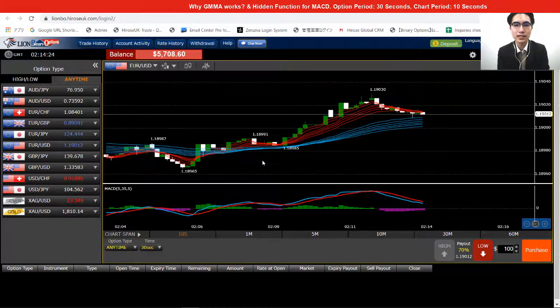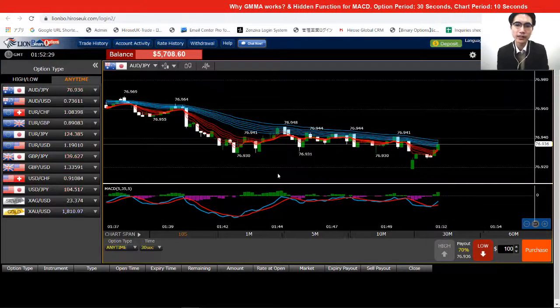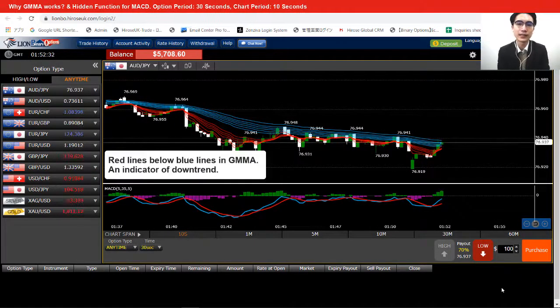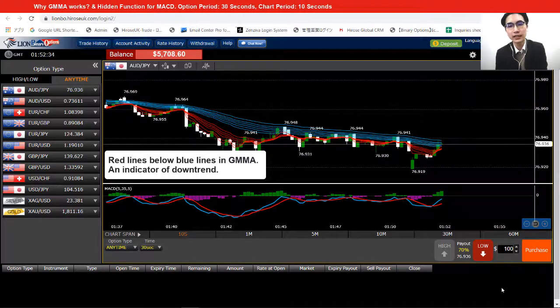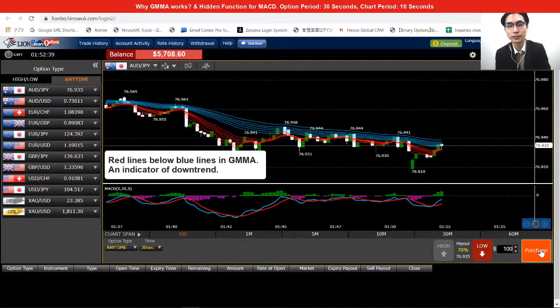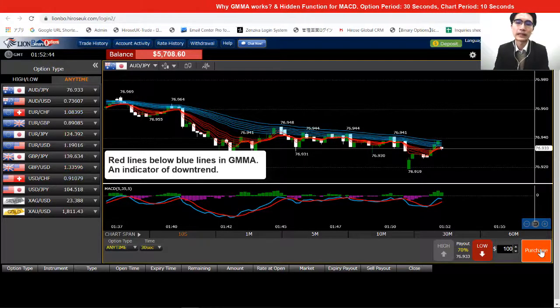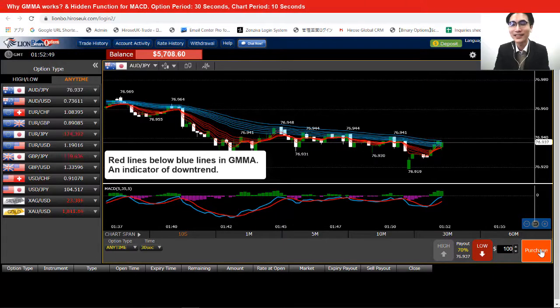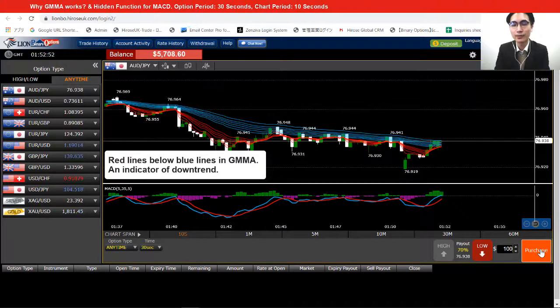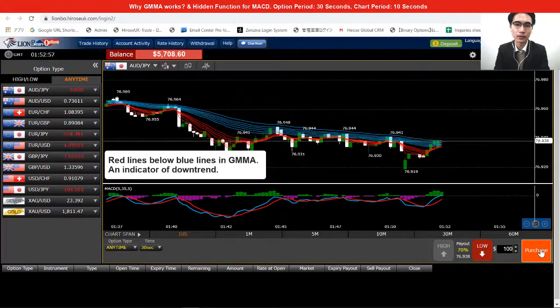Let me browse the currencies here. We are looking at one here, a perfect example. Just take a look at the GMMA first. The red lines are below the blue lines, so normally I can say the market is in a downtrend, because the red lines are under the blue lines and the candlesticks are heading downward overall. That's how I normally explain how you can confirm trend direction by using GMMA.